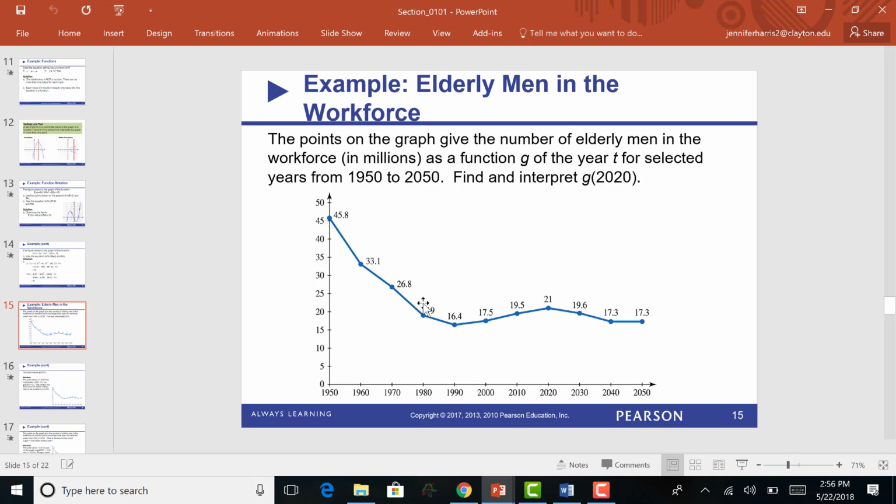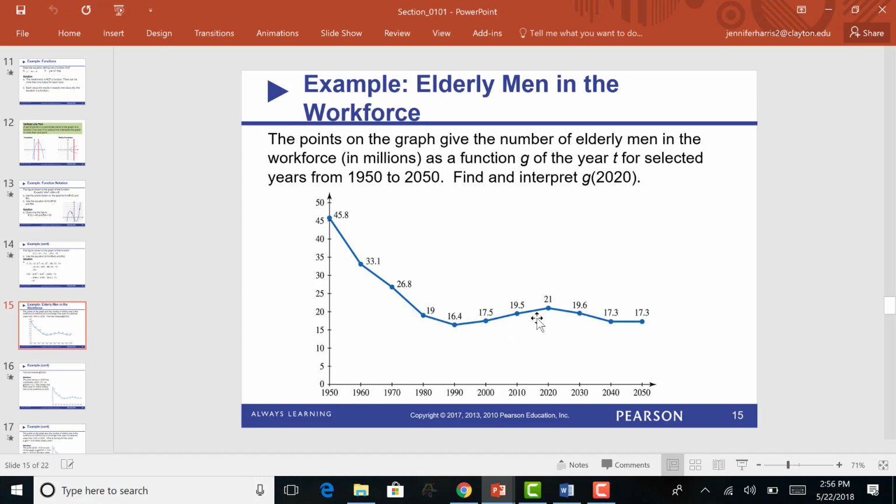In 1970? Okay, something happened. What happened in here? There's a dip. In 1980, there's a dip. What happened? They died. Oh, okay. So did something else happen that it dropped? It dropped down to 16.4 million. The retirement could have happened. Yeah, absolutely. All righty.